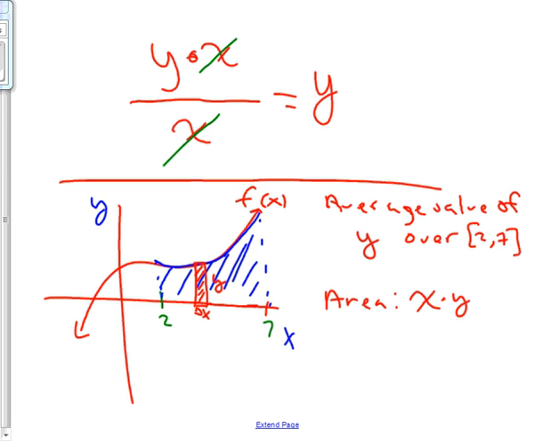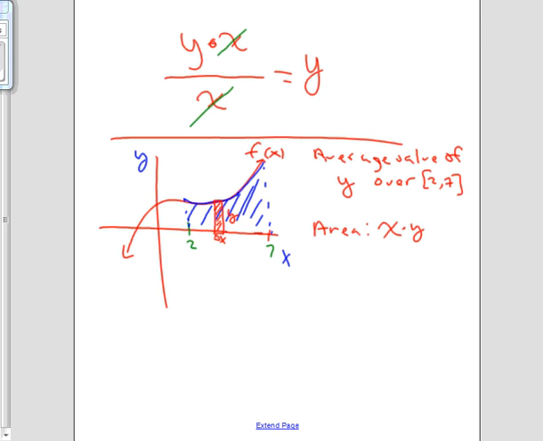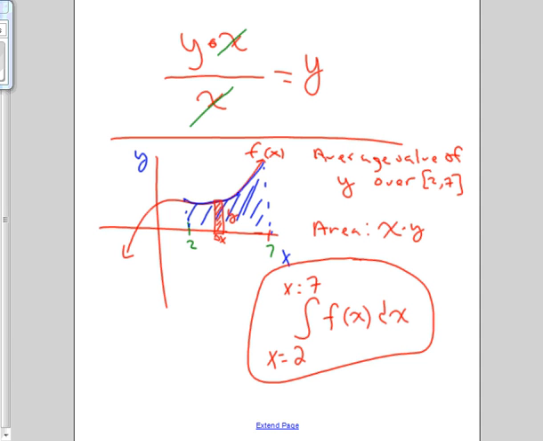But we know a more sophisticated way of talking about that area. The area underneath the curve is the integral, in this case from 2 to 7, from x equaling 2 to x equaling 7, of f of x dx. This definite integral, that is my area, x times y. And that'll give me the total area in blue. That gives me this entire blue shaded area. But what I'm looking for is what's the average y value over that interval?